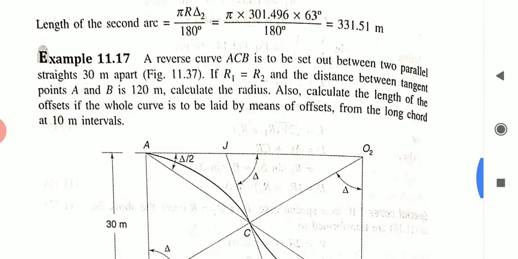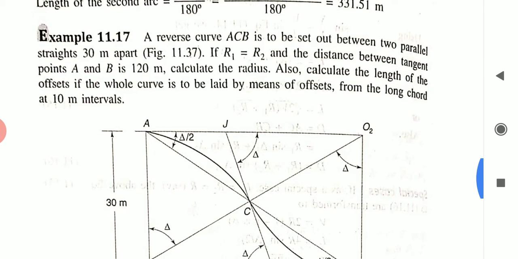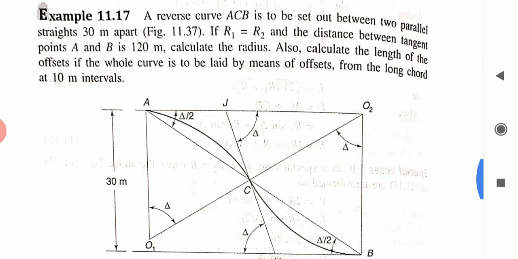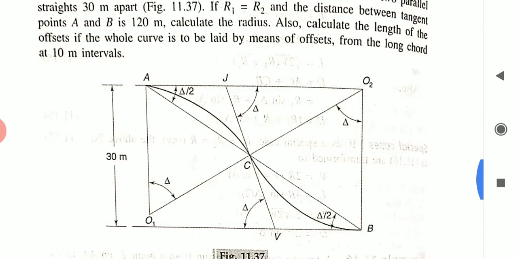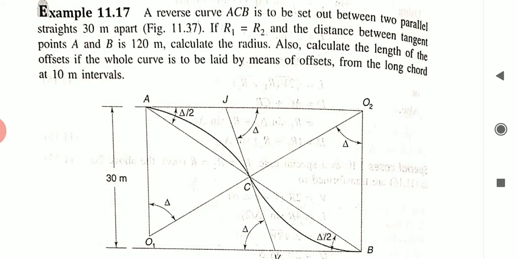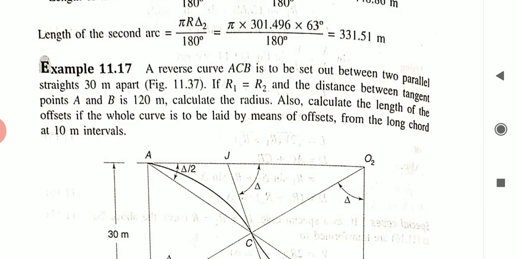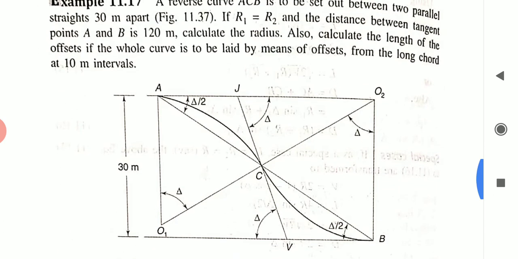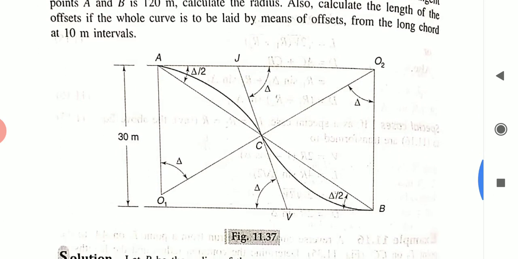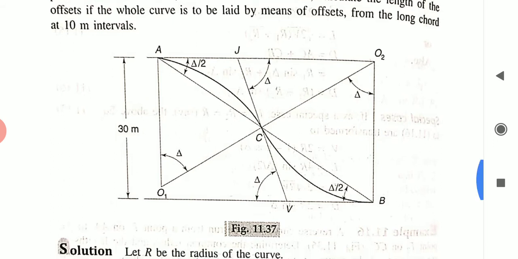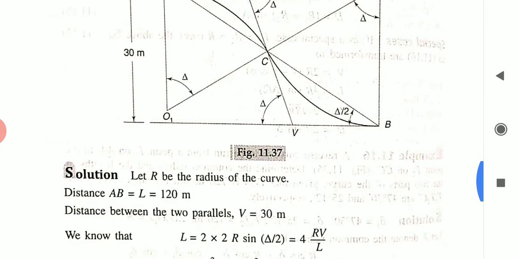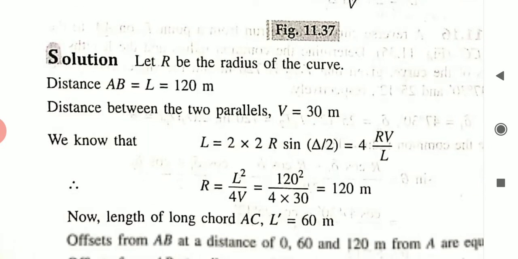Problem 11.71: a reverse curve ACB is to be laid out between 30 meter straights, please refer to the figure also. R1 equal to R2, and the distance between tangents A and B is 120 meter. Also calculate the length of the offset. The whole curve is to be laid out by means of offsets from the long chord at 10 meter intervals. So AB equal to 120. Then the length of long chord formula is 2R sin delta by 2.